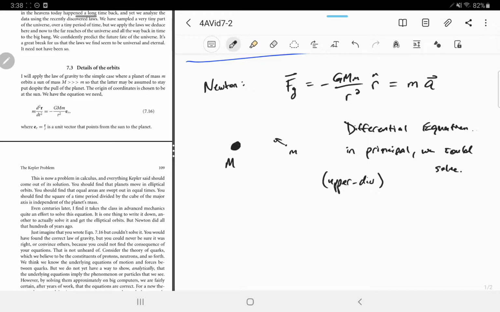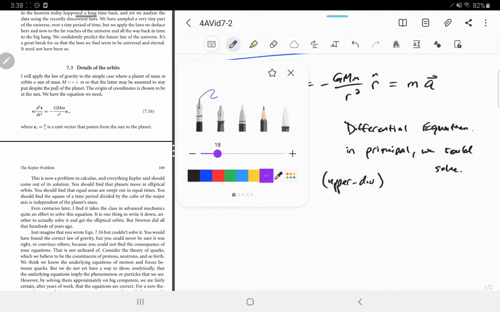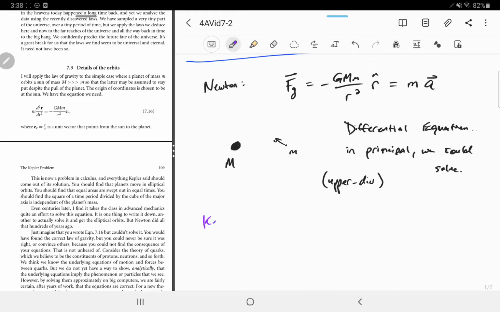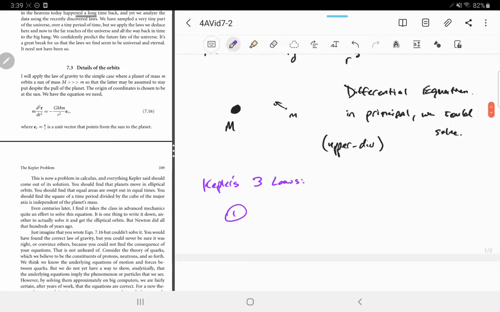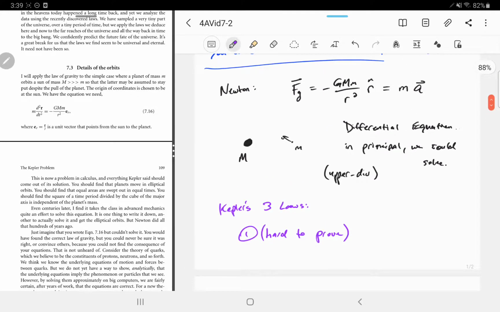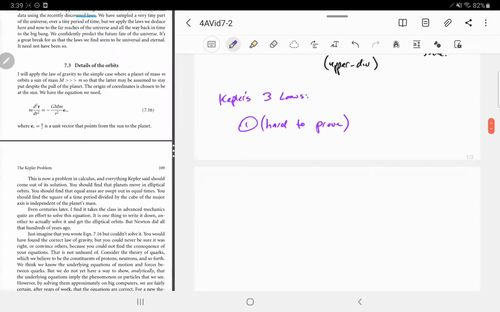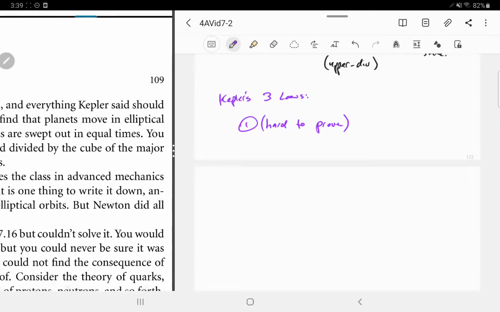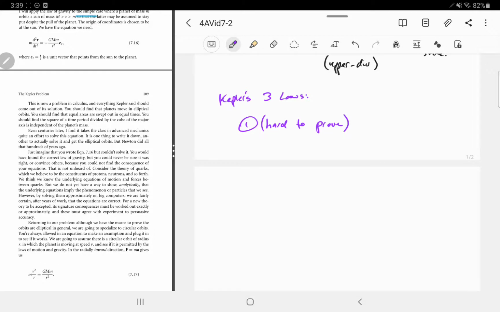So we have Kepler's three laws, and we want to understand them a little better using Newton. The first one is actually the hardest one to prove, the elliptical orbit. What I just mentioned about solving this differential equation and showing that the orbits are ellipses for certain energies is the one that's hardest to prove. It's the one that we're actually not going to prove, even though we can prove the other two pretty easily. The first law is the easiest one to state: planets just move in ellipses around the sun. It's the hardest one to prove, so we'll save that, just like your book says. Even centuries later, I find this class in advanced mechanics quite an effort. It does take quite an effort to solve that.